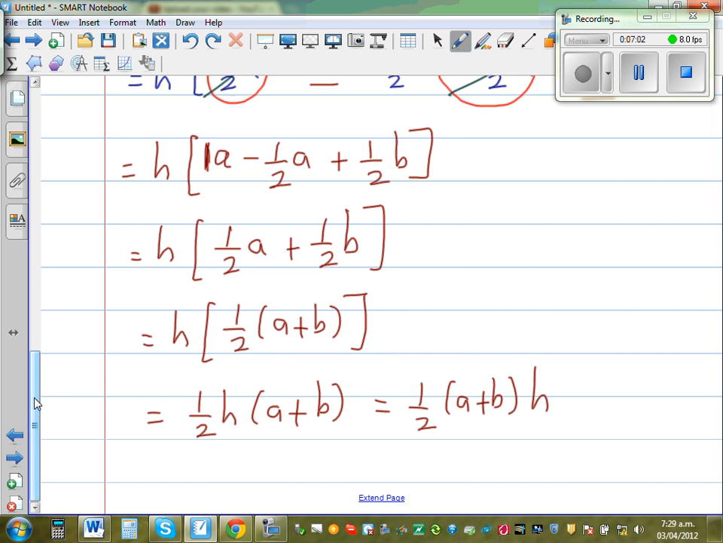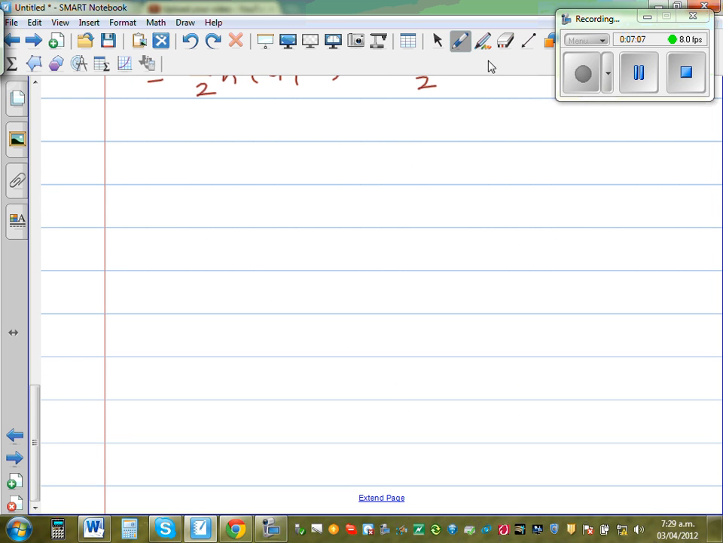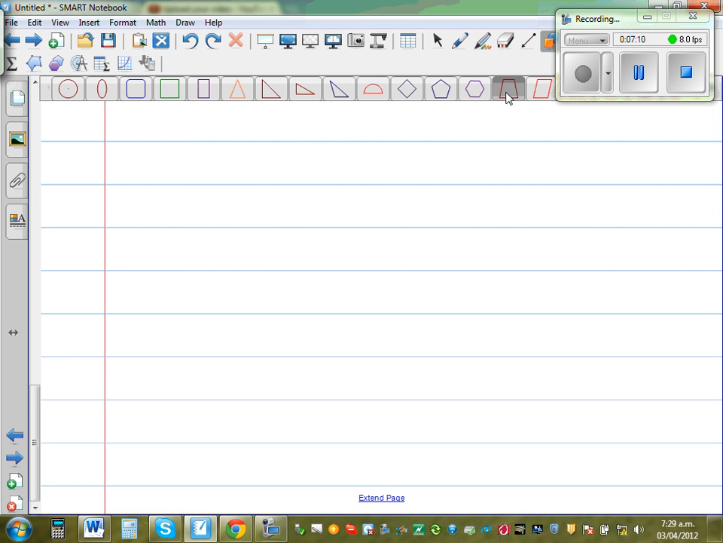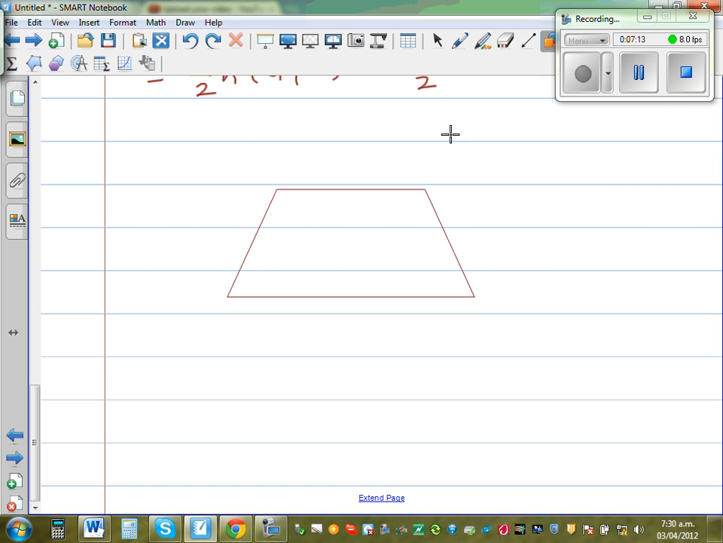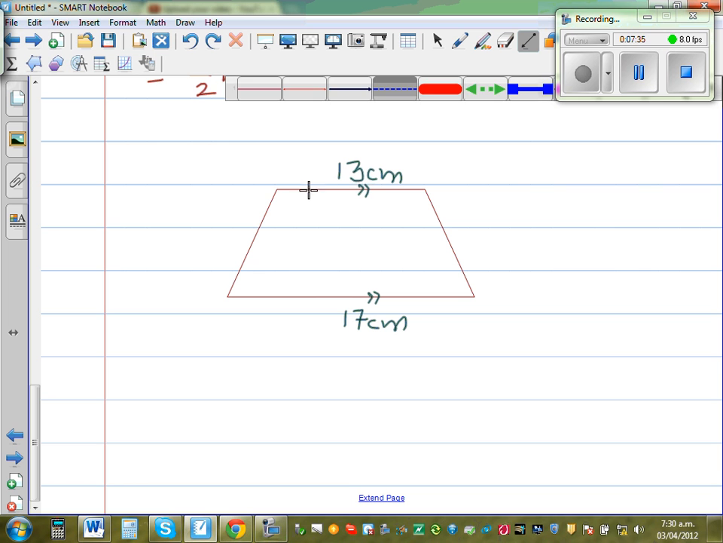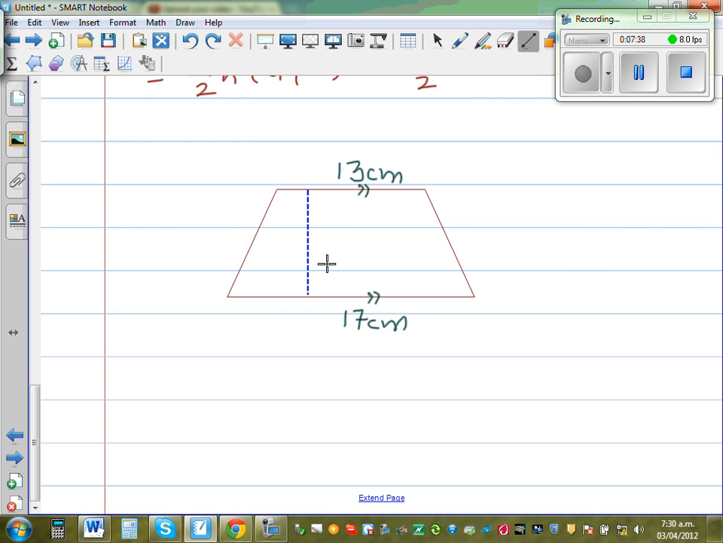Okay, so let us do an example to understand this. Let us use that formula and also do it without the formula. So let me draw a trapezium. Say this is a trapezium. So say this is 13 centimeters and this is 17 centimeters. These two sides are parallel. A trapezium is a trapezium if one pair of opposite sides are parallel. And they have given us that this height is 10 centimeters.